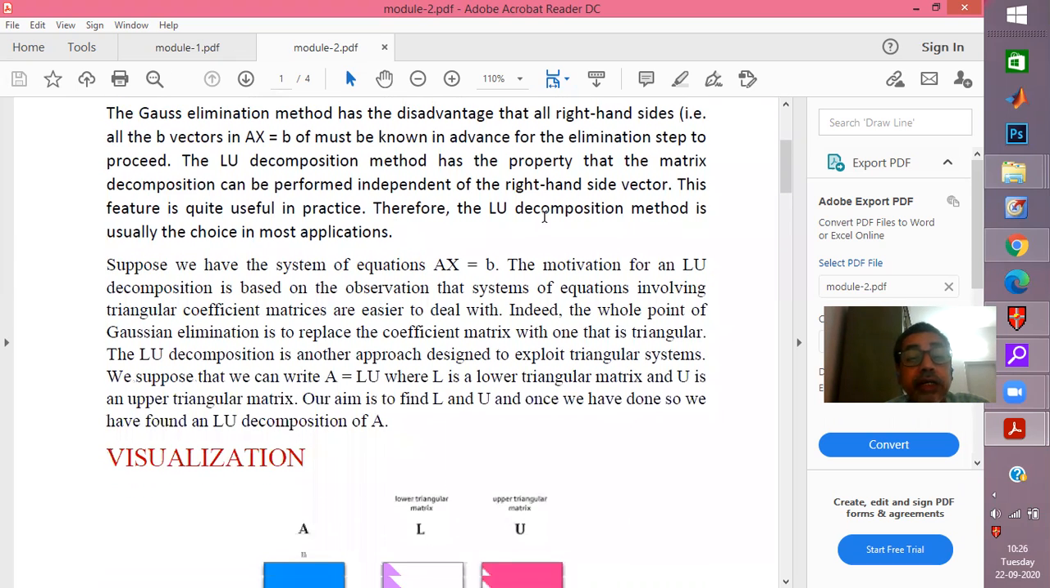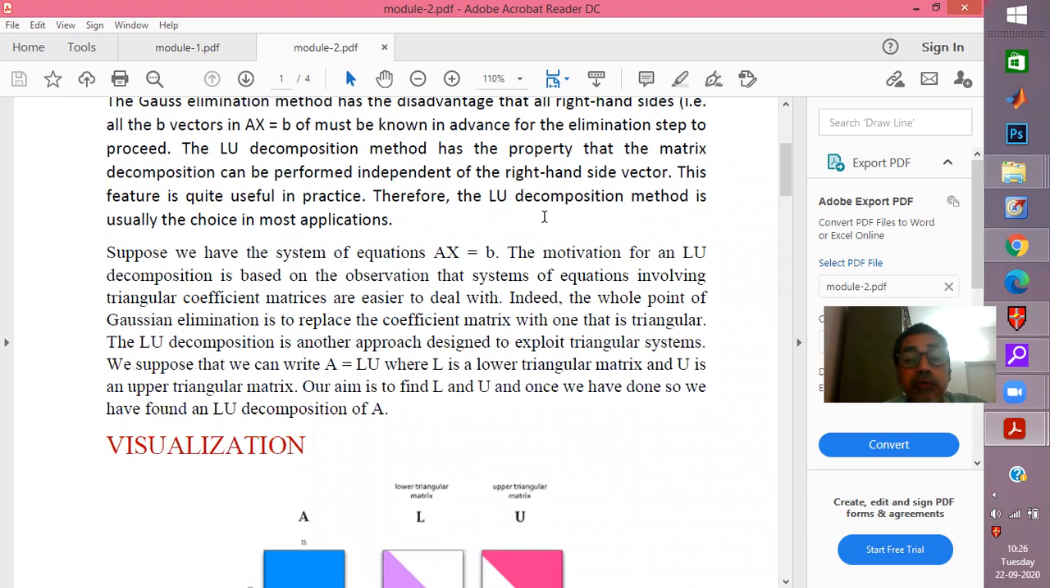Now let us see the design. Suppose we have a system of equations Ax is equal to B. The motivation for the LU decomposition method is based on the observation that systems of linear equations involving a triangular coefficient matrix are easier to deal with. Now, this is a very, very important aspect. In other words, it's much easier to work with triangular matrices rather than a fully loaded matrix.